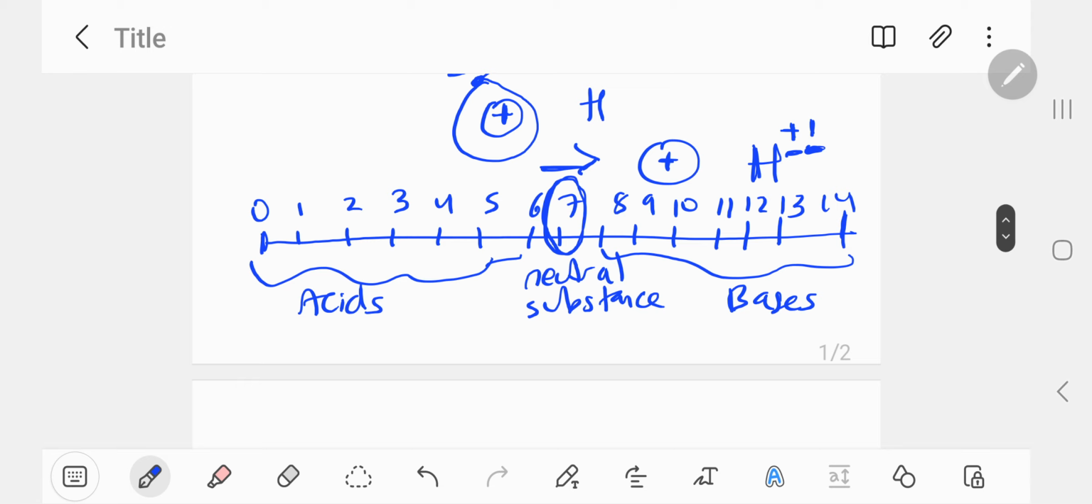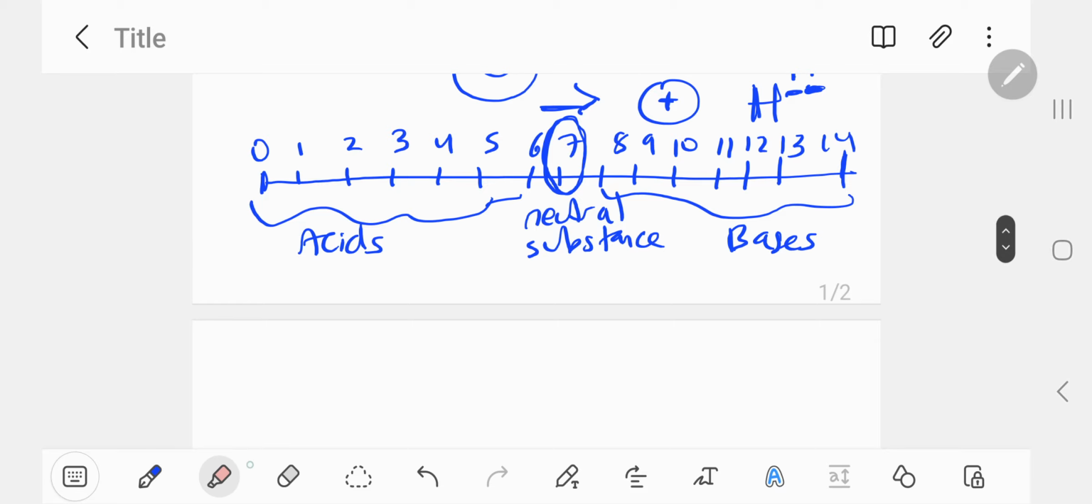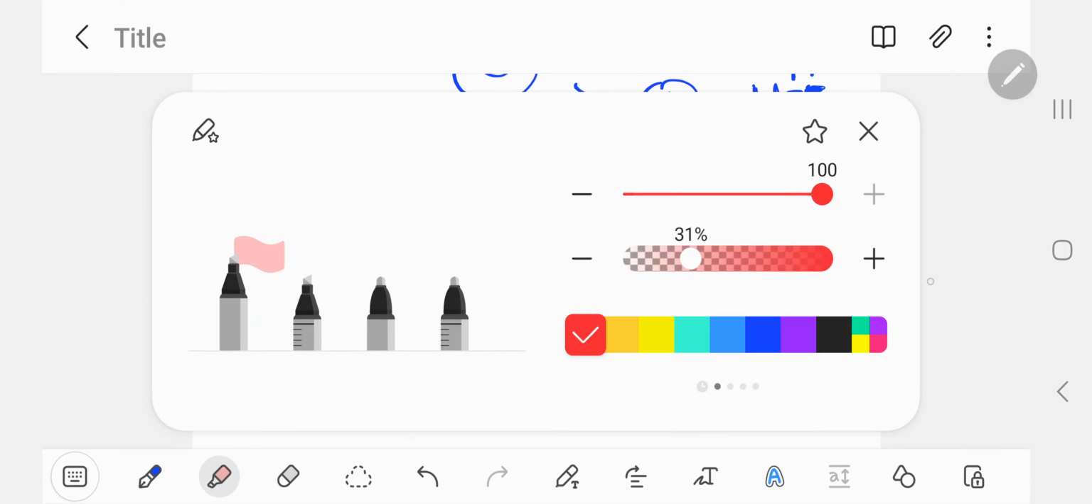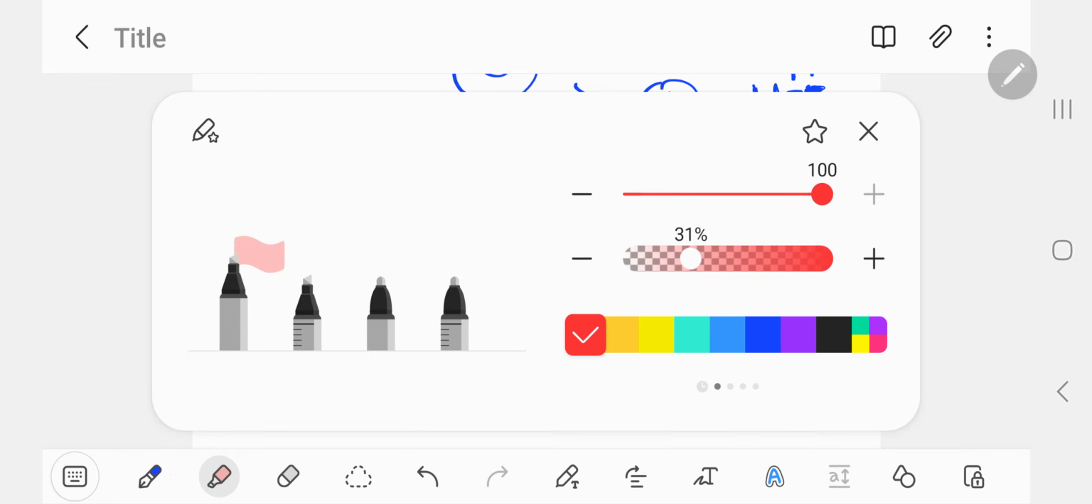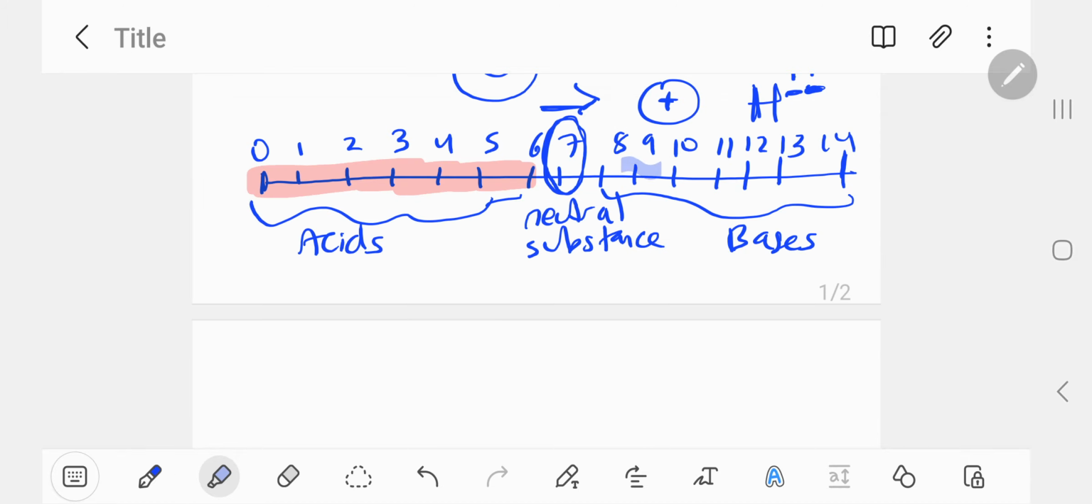So that's it. It's very simple. It's basically a scale with numbers from 0 to 14. Tells you how acidic or basic a substance is. I like to use red for acids, but anyway. So 0 to 6 acids. Just think blue for 8 to 14 as bases, as being a base.